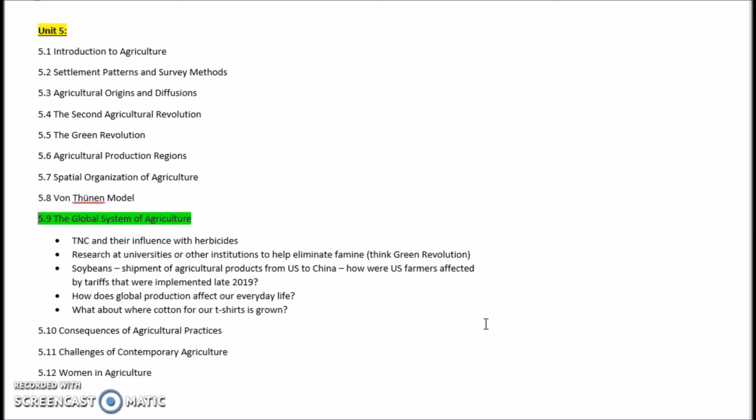How does global production affect our everyday life? I put that as a question, but really you would say global production affects our everyday life because, blah blah blah. And even with agriculture, you don't have to keep just to food. Think about cotton. Cotton is an agricultural product. Where is it grown? How do we get the cotton to make our t-shirts? That's where I want you to go with this. That's kind of what I expect y'all to do in class. If you have any questions about this, let me know.